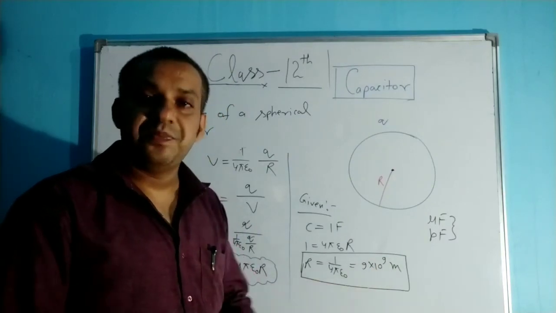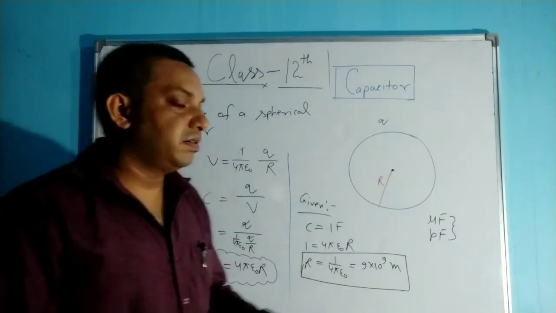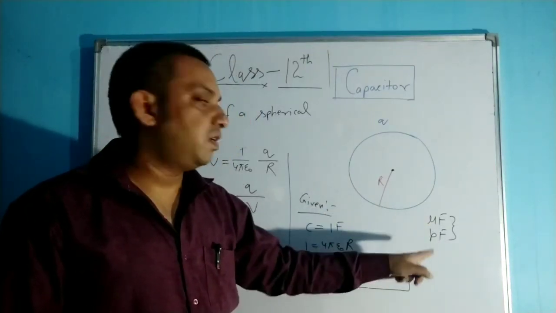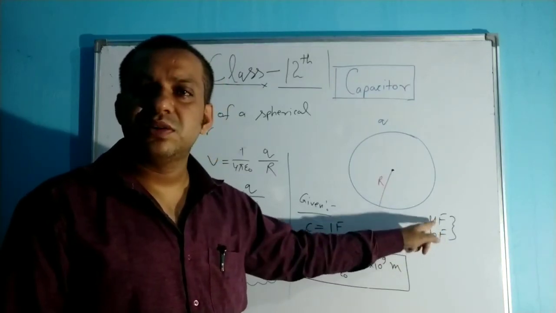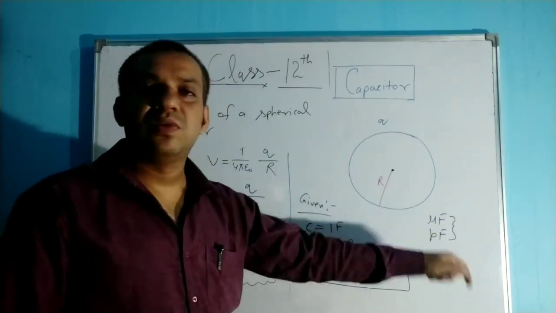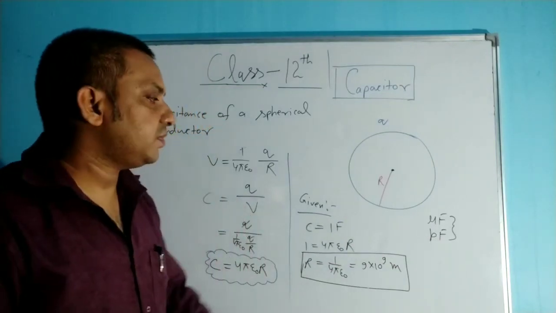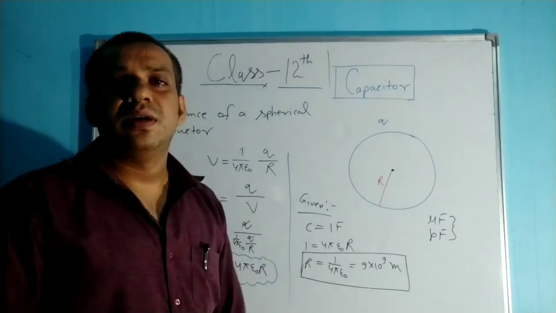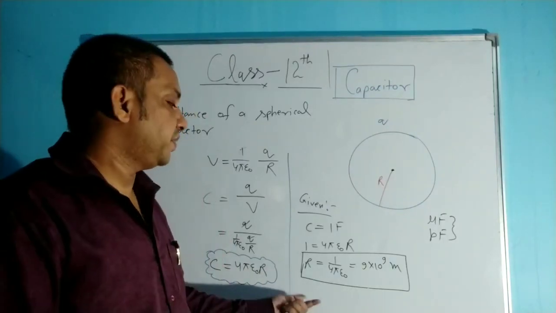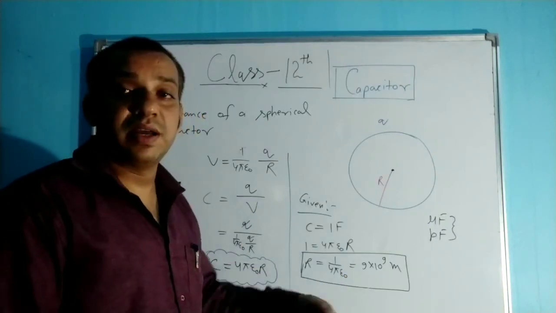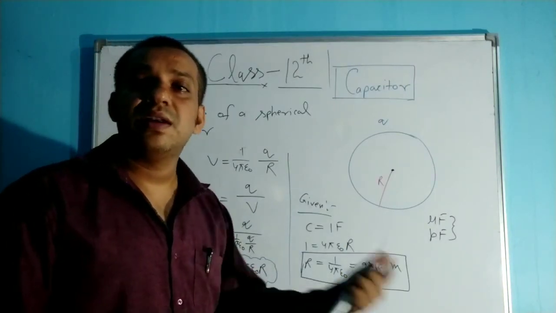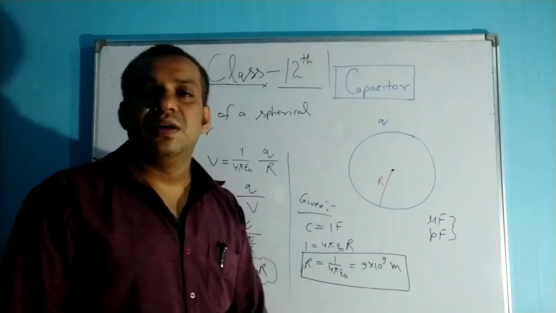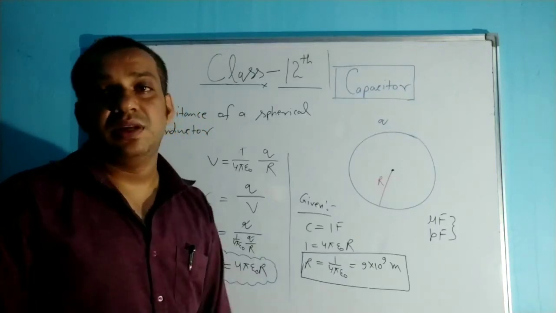That is why, in practical feasibility, you will see capacitors rated in microfarad or picofarad. 1 microfarad is equal to 10 to the minus 6 farad and 1 picofarad is 10 to the minus 12 farad. These two are the common ratings of a capacitor, and that is why we do not use 1 farad. If your answer comes out in farads, you should think that somewhere you have made a miscalculation, because the farad is a very large unit.